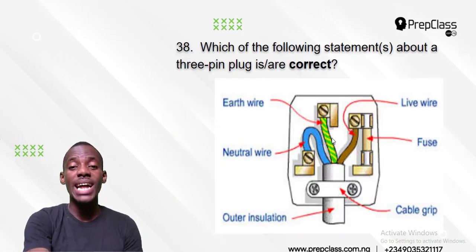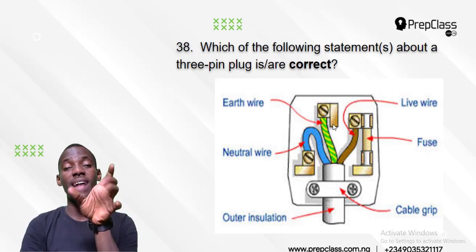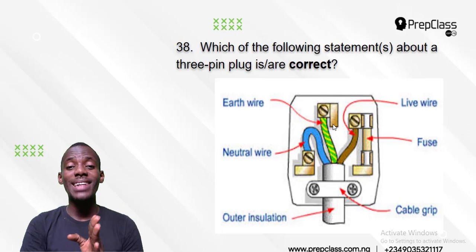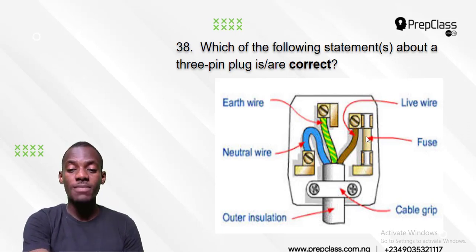The earth is always green and yellow. It will go under the front part. It stays in the front. So the earth stays in the first, that's in the part that's at the front. While the live, that's the one that carries the charge, that's the red one or the brown one. The red or the brown wire goes to the fuse part. Then the neutral goes backward.